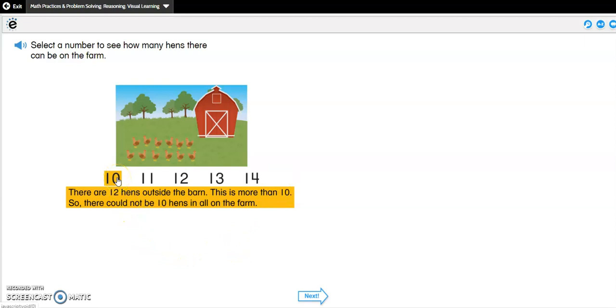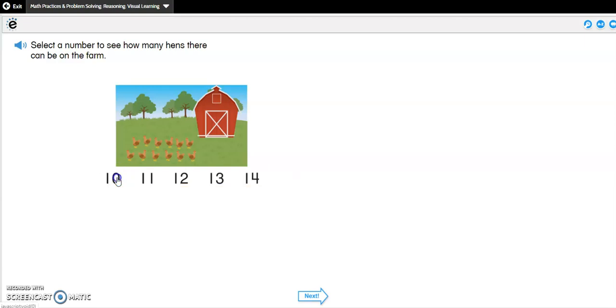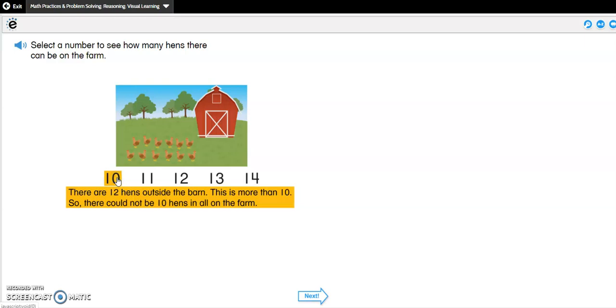So if we chose 10, let's see what happens. It says there are 12 hens outside the barn. This is more than 10, so there could not be 10 hens in all on the farm. That's true, 10 isn't greater than 12. What if we chose 13? There are 12 hens outside the barn. This is less than 13. So there could be 13 hens in all on the farm. There could be 13 hens because there are 12 outside and they said there may be one inside. 12 and one more is 13.